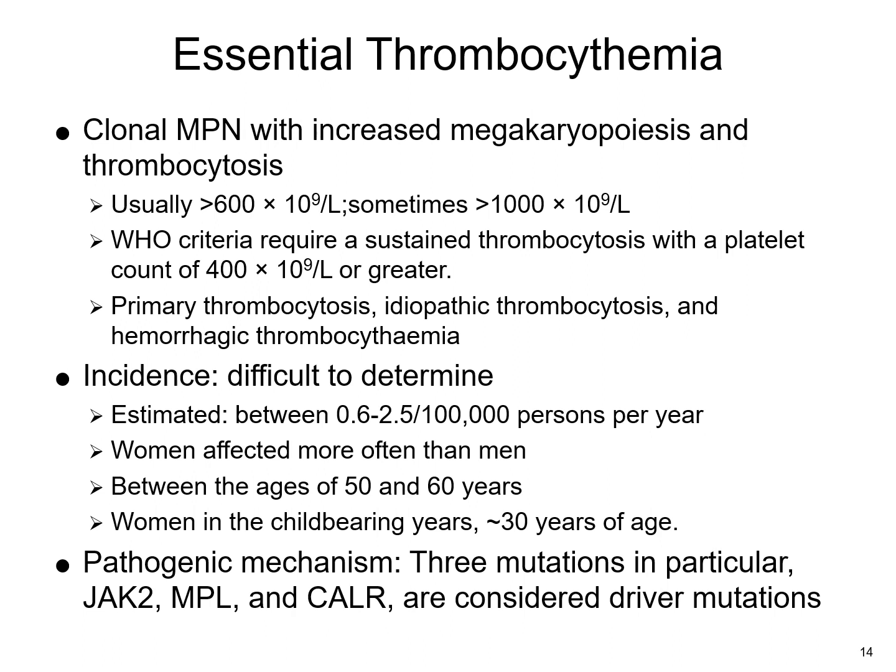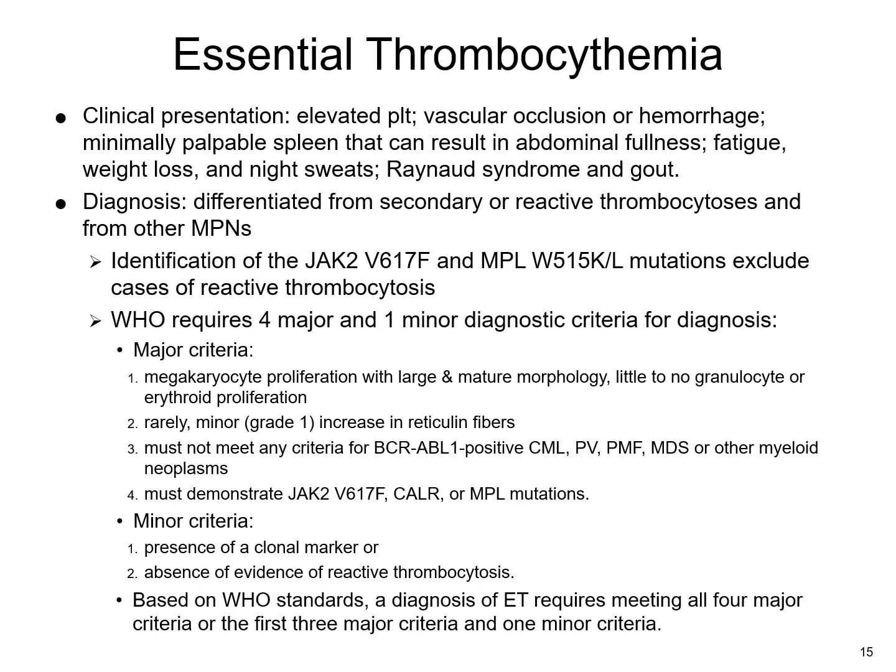3 of these mutations in particular, the JAK2, the MPL, and the CALR, are considered as the driver mutations for essential thrombocythemia. More than half of the patients diagnosed with essential thrombocythemia are actually discovered in the laboratory unexpectedly because of elevated platelet counts on a routine CBC, while the rest of the patients may present to their physician because of some sort of vascular occlusion or hemorrhage.